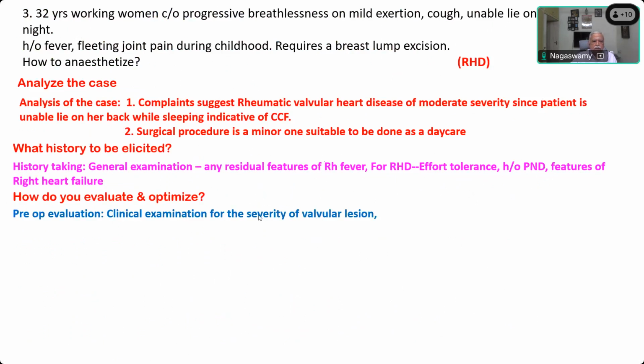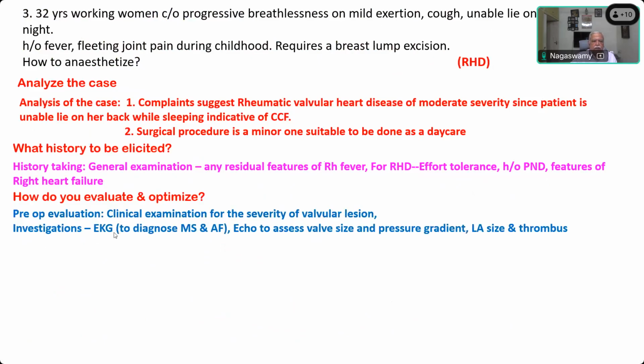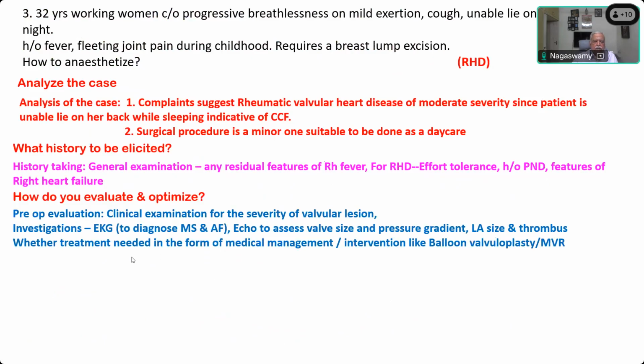So clinical examination for the severity of valvular disease by auscultating and finding out the severity of the murmur, the opening snap, all these things will tell you about the severity. Then investigations: ECG to diagnose mitral stenosis or the presence of atrial fibrillation, which is one of the important complications. Echo to assess the valve size, pressure gradient, LA size, and thrombus. Then whether treatment is needed in the form of medical management or intervention like balloon valvuloplasty or even MVR, depending upon the severity of the valve problem. And of course, the regular other investigations that are required for a surgery.